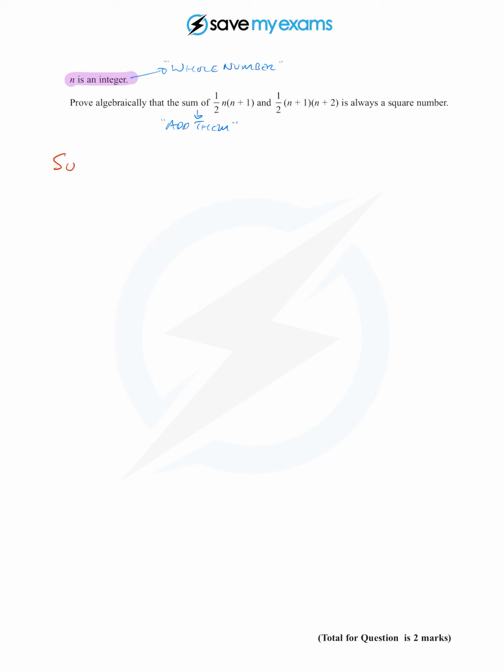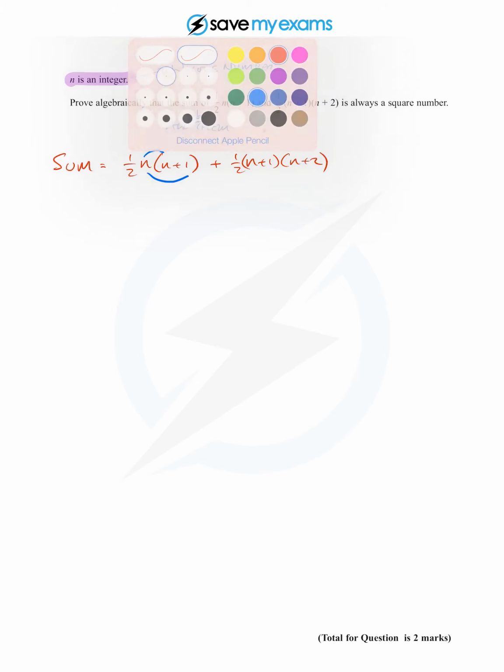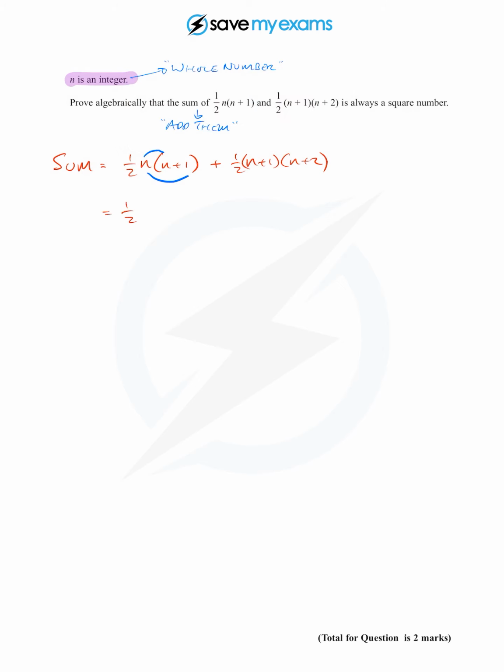So the sum that we're interested in is a half n times n plus 1, plus a half n plus 1 times n plus 2. Okay, not too painful so far. Let's try multiplying these things out because I can't think of anything else to do. The first bracket is just n times a bracket, so that's pretty easy. So I've got a half n times n, which is n squared, and a half n times 1 is a half n. So that was the first bracket.